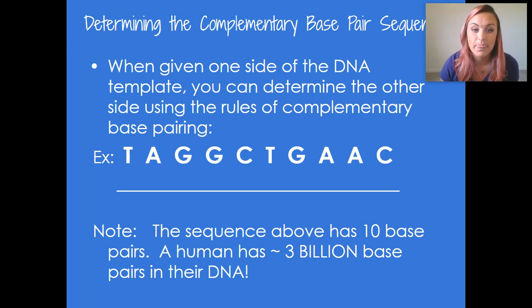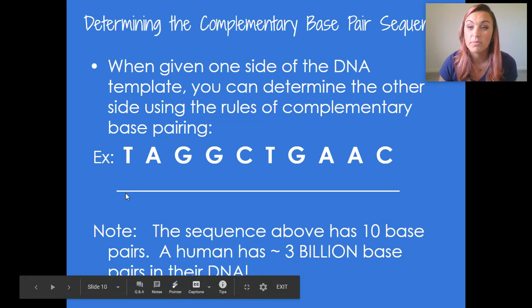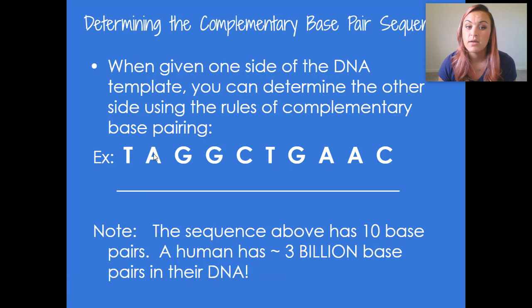Once you have done that, I want you to write down the complementary base pairs. T will always pair up with A, A will pair up with T, G will pair up with C, and C will pair up with G. If we want to write the complementary base strand, you should have written down A, T, C, C, G, A, C, T, T, G.